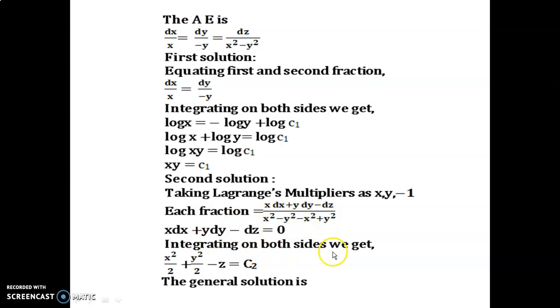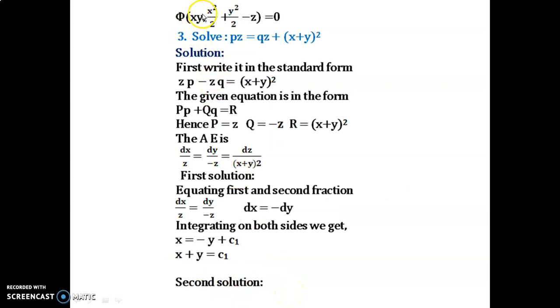Now integrating on both sides, we get x square by 2 plus y square by 2, and the integration of this 1 is minus z, equal to C2. Thus, the general solution is given as phi of C1, C2. That is, substituting C1 and C2, we get it equal to 0.